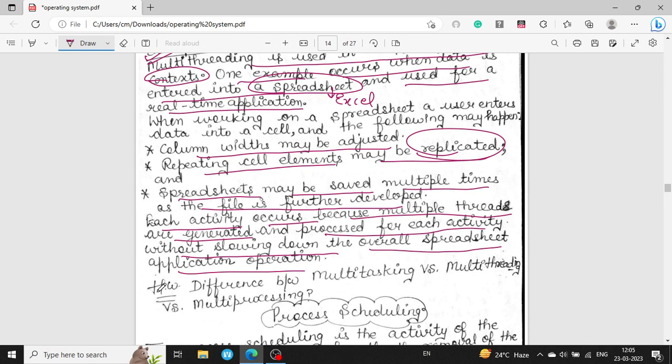Now this is the homework for you. Find two differences between multitasking, multi-threading and multiprocessing.